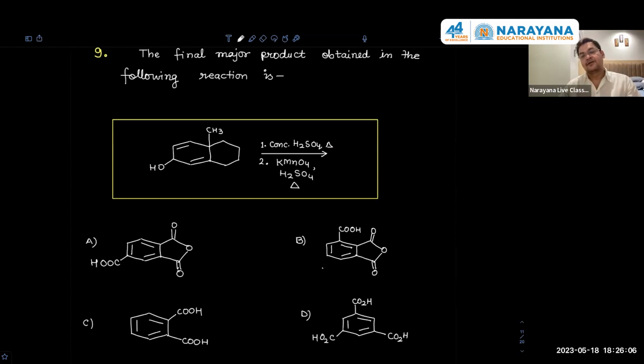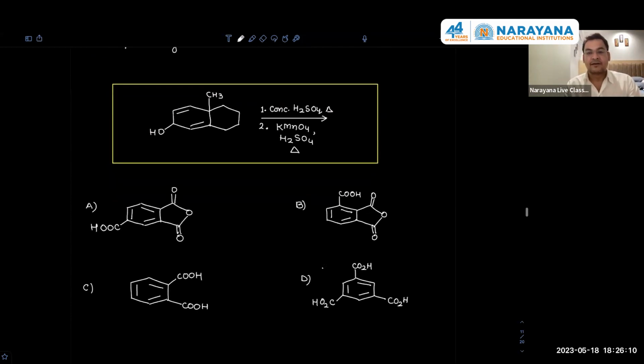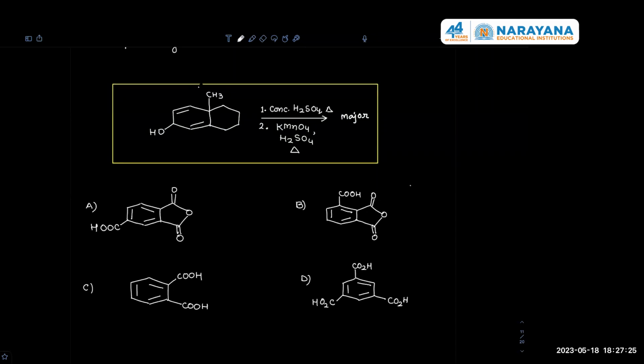Check this question. Final major product obtained in the following reaction. You need to check the final major product. One student has given answer B. B option. Yes, sir. B option.